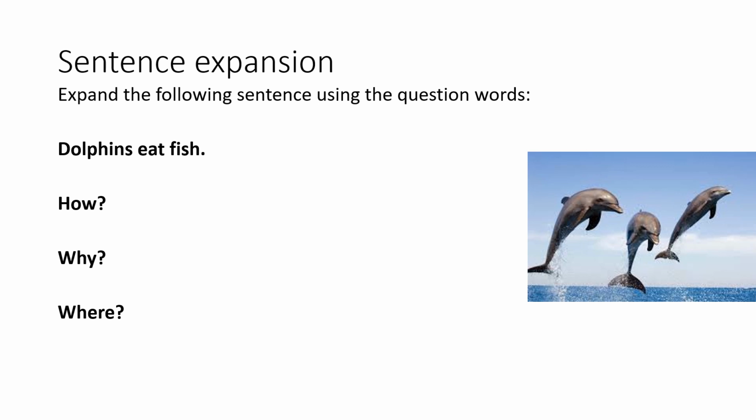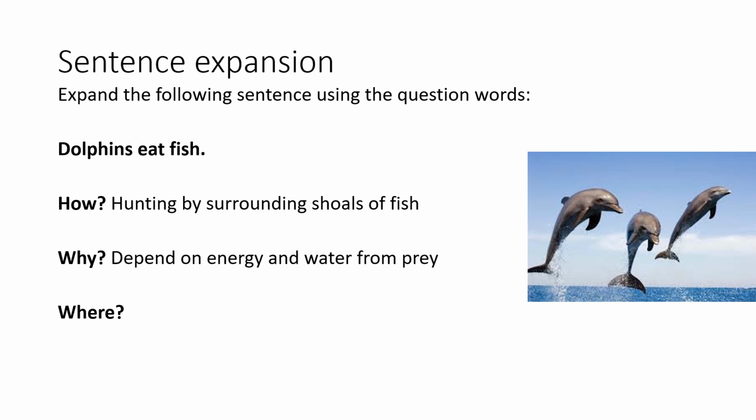Dolphins eat fish. How? How do they catch fish? Why do they eat fish? And where do they find fish? Or where do they catch it? Dolphins eat fish by hunting, by surrounding shoals of fish. Why do they eat fish and not plants in the sea? They depend on the energy and water from that prey. Where do they hunt or eat fish? They chase prey into shallower water.